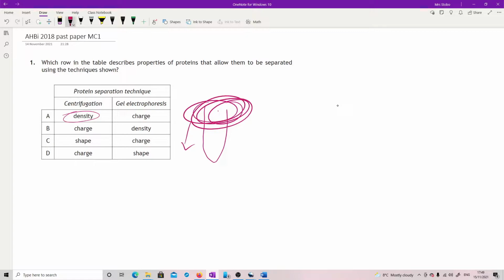Gel electrophoresis is where you put it into an agar gel with wells at the top, and then we basically give it a shove with a negative charge at the top, so we've got an electrical current moving through like this and it will move down. So this is to do with charge, and that's why that's E.